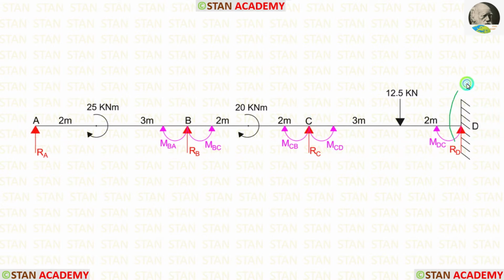In the point D, we are having a fixed support. In the fixed support, there will be a moment. Here the moment is MDC. So totally we have to find 5 moments. Also, we have to find 4 vertical reactions RA, RB, RC and RD.